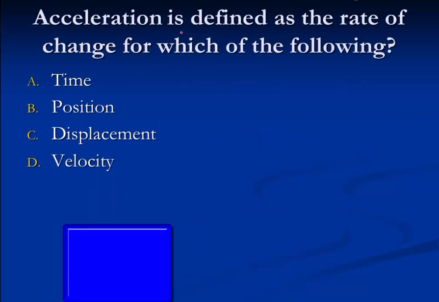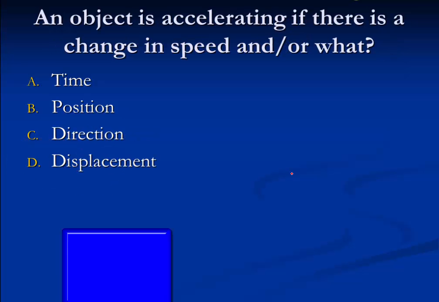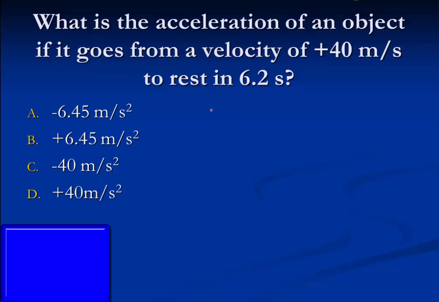So acceleration is defined as the rate of change for which of the following? Acceleration is the rate of change for your velocity. An object is accelerating if there is a change in speed and or what? Remember, we need that change in direction. We have to know which way it's accelerating. So what is the acceleration of an object if it goes from a velocity of plus 40 meters per second to rest in 6.2 seconds?